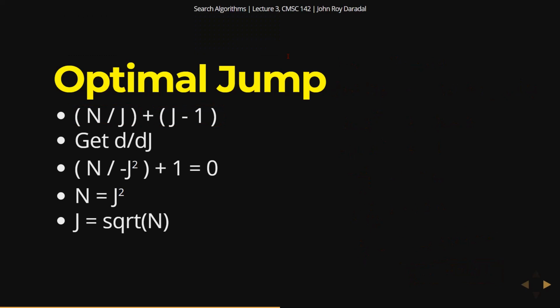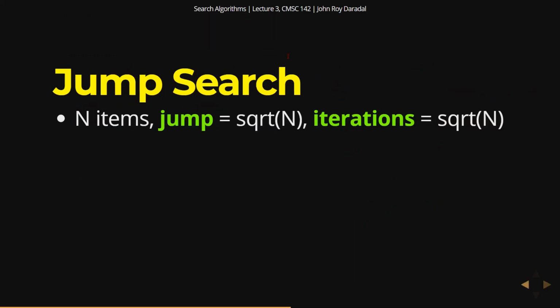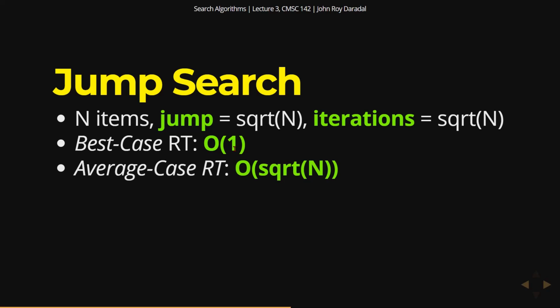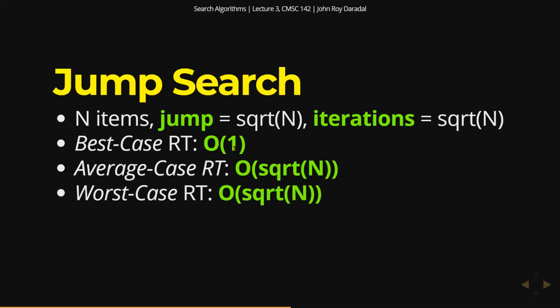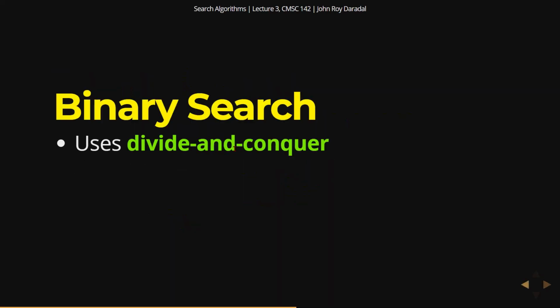So that's it. If you have jump search wherein you have n items and the jump is square root of n, and you have square root of n iterations, the best case is O of 1, because the best case is if the item is already at the front. Average case is square root of n, because that's half of the jumps. Square root of n over 2 is still O of square root of n. And the worst case is if you have to do all of the jumps, which is also O of square root of n. But this also does not take any extra memory, so it's still O of 1, constant memory. Okay, so that's jump search.